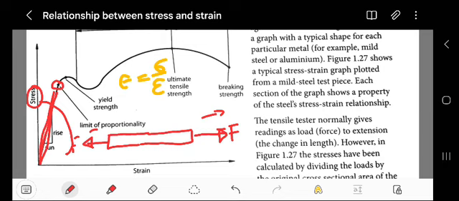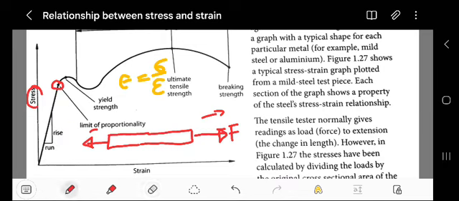Between this point here, you must know this will stay constant. The Young's modulus of elasticity will remain constant until you reach the limit of proportion. Then the Young's modulus of elasticity will start to change exactly at this point. As you go up gradually, it will change further.